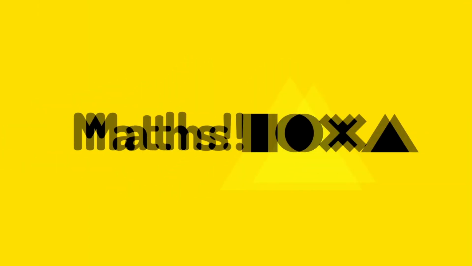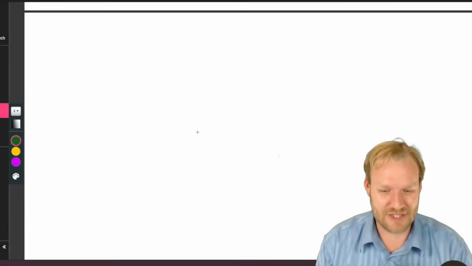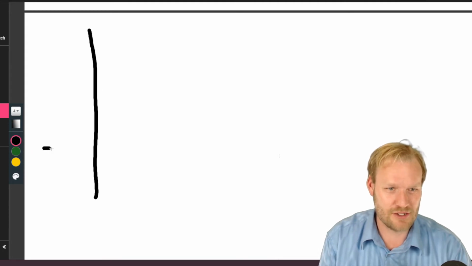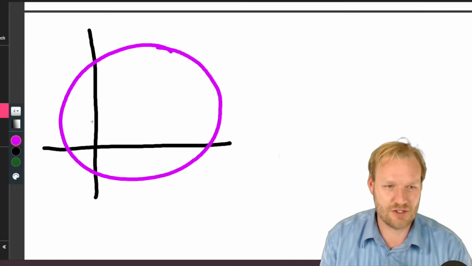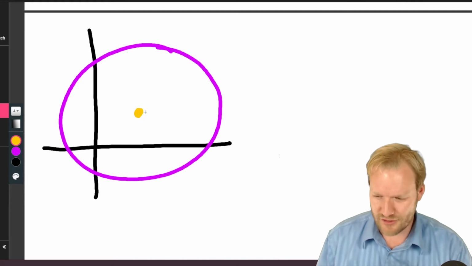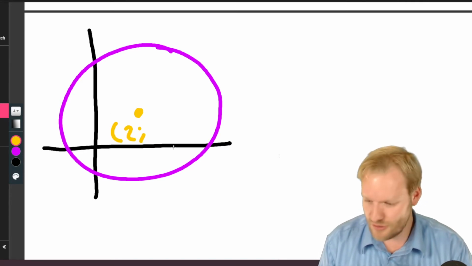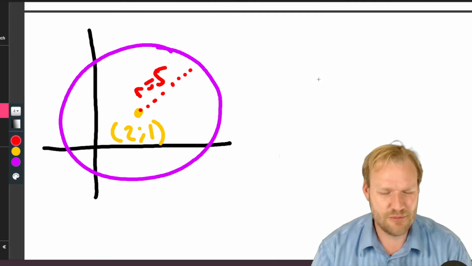So last time we had our circle centered at the origin, but this time, what happens if we've got a circle that's sitting like that? Great circle again, and it centers over here, not at the origin. Then we'll say we've got this point here as 2 and 1, and this one's got a radius of 5. And we need to describe that circle now.